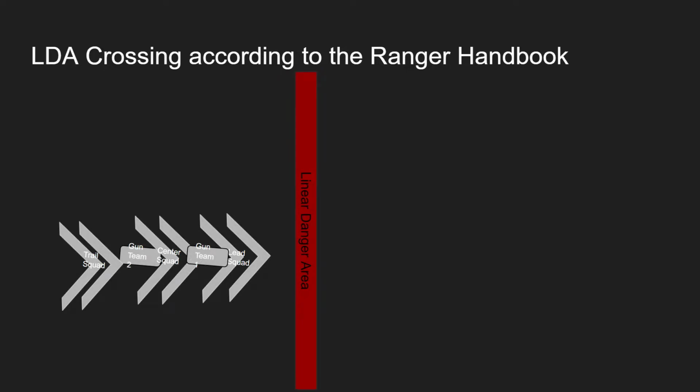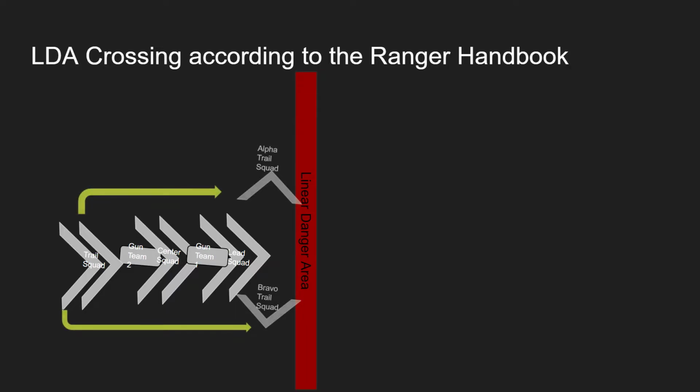Now on to LDAs. The Ranger Handbook lays out a technique to LDA crossings that is relatively straightforward, albeit a little time consuming. According to the Ranger Handbook, the lead squad moves until it reaches the LDA and calls a halt. The PL goes up to the lead squad and confirms that this is the site where the platoon will conduct an LDA crossing and signals it to the rest of the platoon. This should trigger the trail squad to move up and establish near side security.